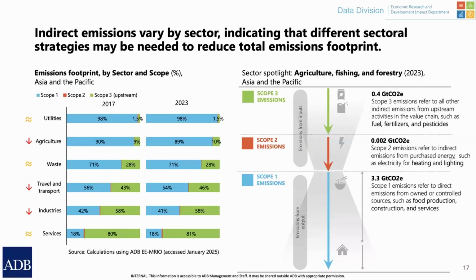And it's important to note here that Scope 2 emissions only refer to indirect emissions from a sector's own purchases of electricity, steam, heating, or cooling, and they do not include emissions from electricity purchased by sector suppliers because those are counted under Scope 3.